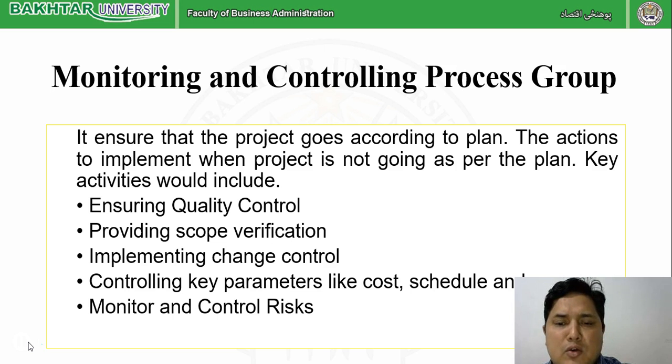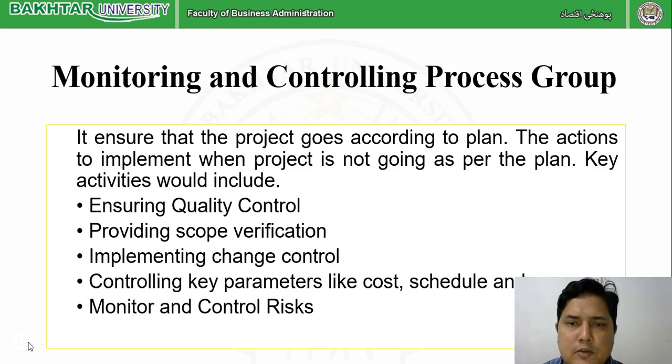Also, we have to control the things which are limited, like the resources. We have to control the cost, we have to control the schedule, we have to control the scope, and we will check and control risk. So this is the basic meaning of monitoring and controlling. Monitoring means seeing, checking. If it is going smoothly, as per the standard, let it be. If not, control it.